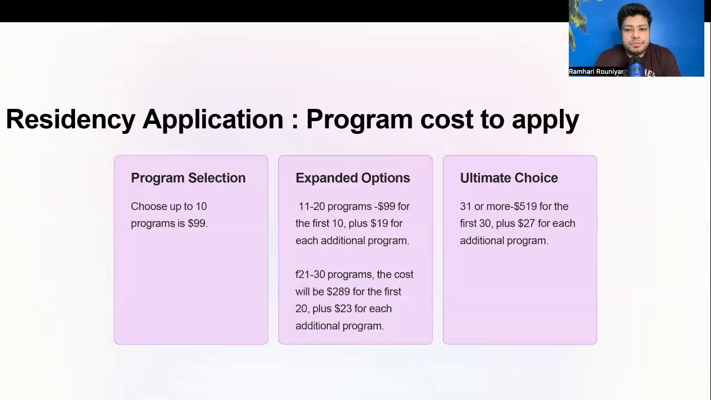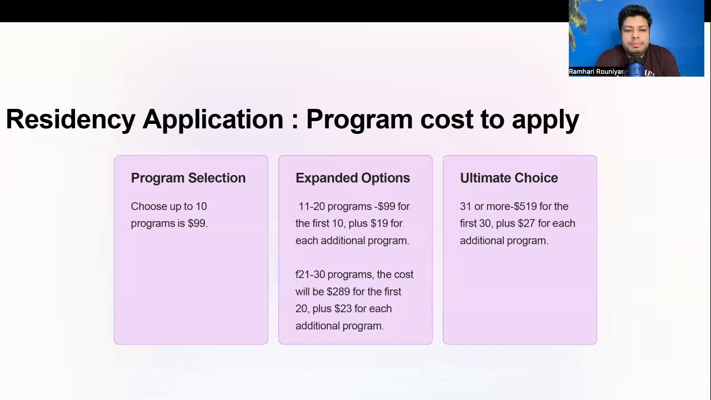Now, in order to apply to the different programs, you even need to pay. If you are applying to one subspecialty, you can choose up to 10 programs and you need to pay $99. Suppose you're applying for internal medicine, 10 programs in different parts of the United States, you need to pay $99.